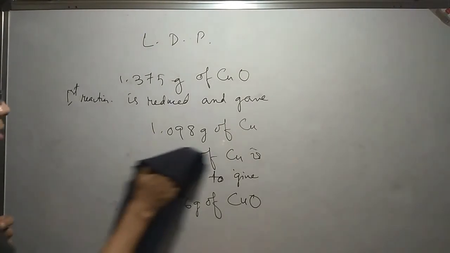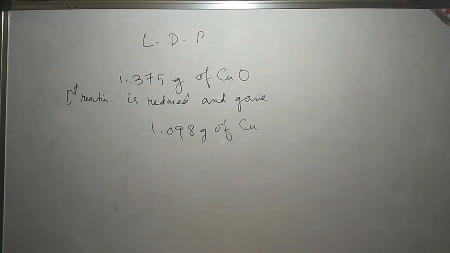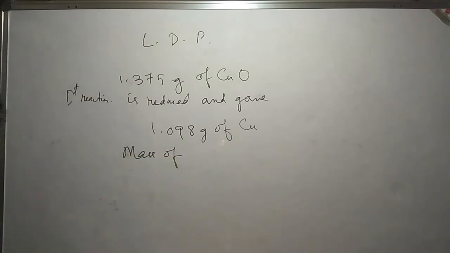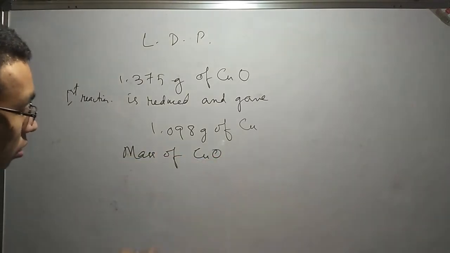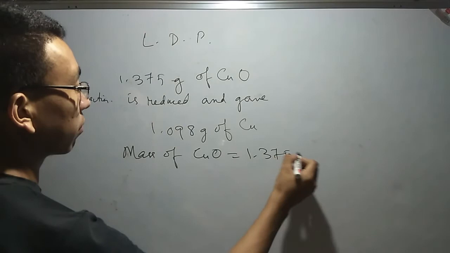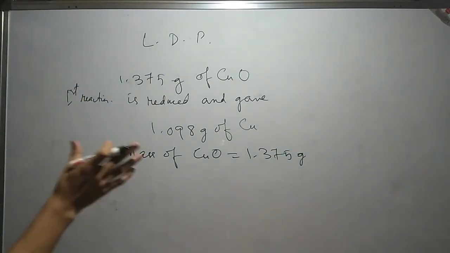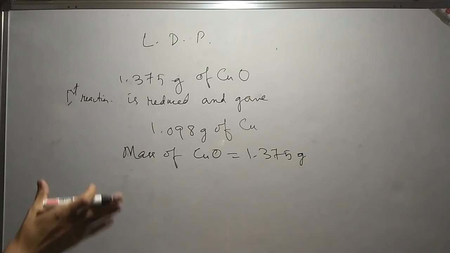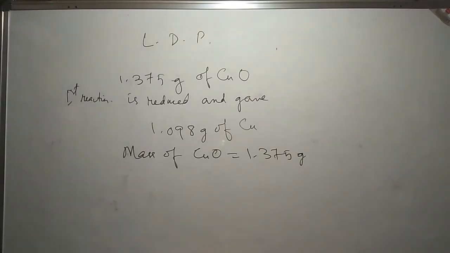I'll erase this and show you. The mass of cupric oxide is equal to 1.375 gram. You have to follow the same method, the same process, for the second reaction as well. I'll show you the first reaction, and the second reaction will be the same. Find out whether the mass percentage of copper in both cases is the same or not.